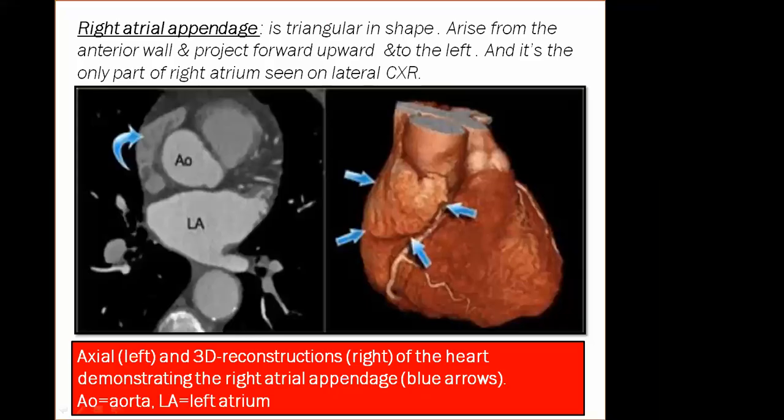posterior wall. The right atrial appendage is triangular in shape, arises from the anterior wall and projects forward, upward, and to the left. It is the only portion of the right atrium seen on lateral chest X-ray. So this is an axial CT on the left, and on the right, a 3D reconstruction showing the right atrial appendage indicated by the blue arrow.